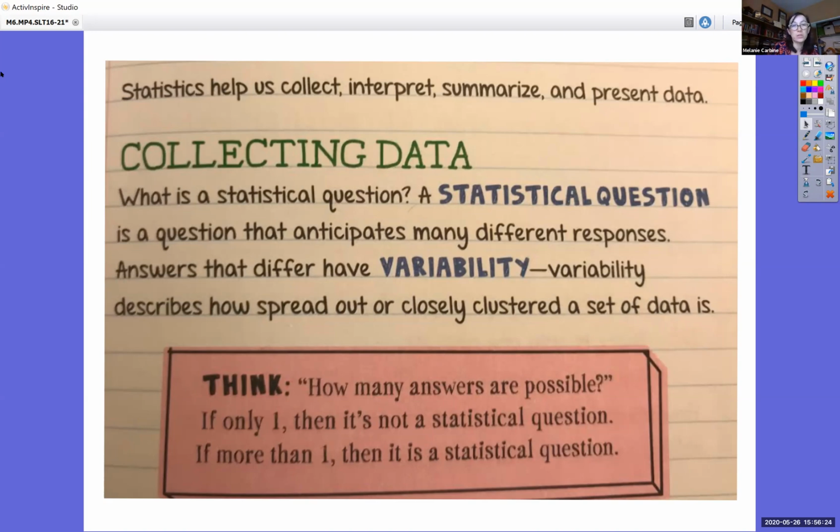So if it is a statistical question, then you will get many different answers. The answers that differ have variability, and it might be a big variability spread out, or it might not have a lot of variability, clustered. But if there's only one answer, then it's not a statistical question. If there's more than one answer, it is. I'll give you a couple of examples.